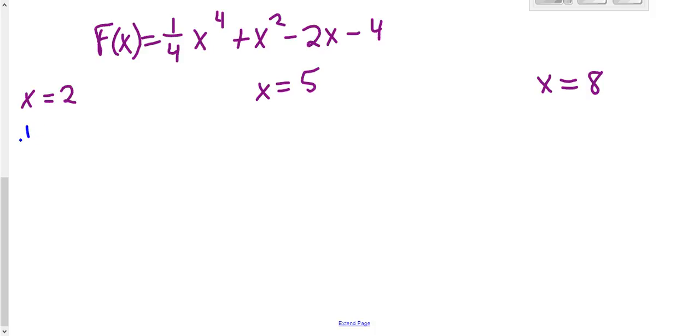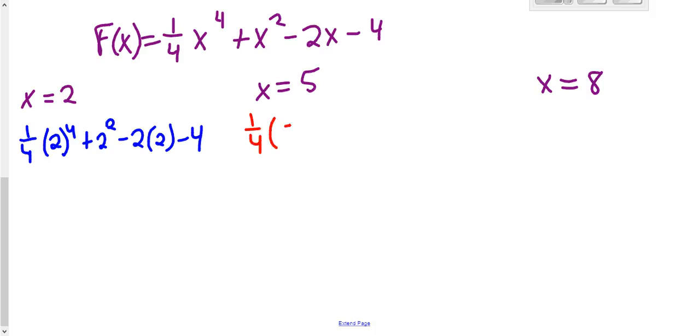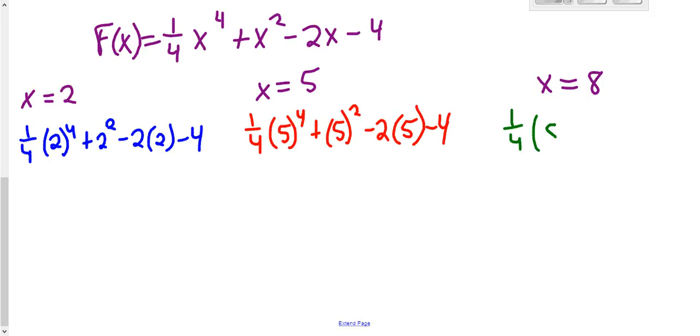When we plug in 2, we have 1/4 times 2 to the 4th plus 2 squared minus 2 times 2 minus 4. We plug in 5, we have 1/4 5 to the 4th plus 5 squared minus 2 times 5 minus 4. And plug in 8, which is 1/4 times 8 to the 4th plus 8 squared minus 2 times 8 minus 4. And from here, just get your calculator and plug it in.